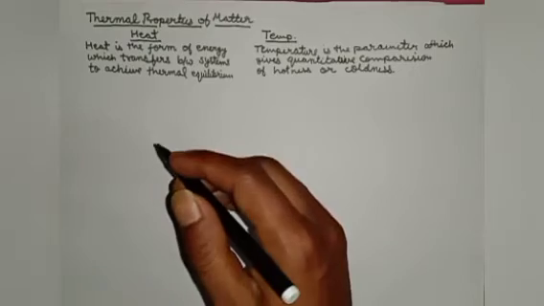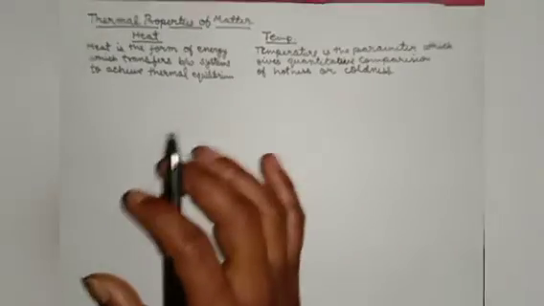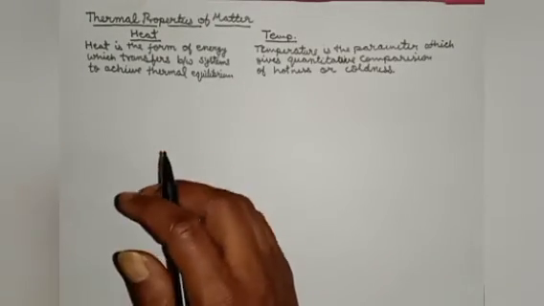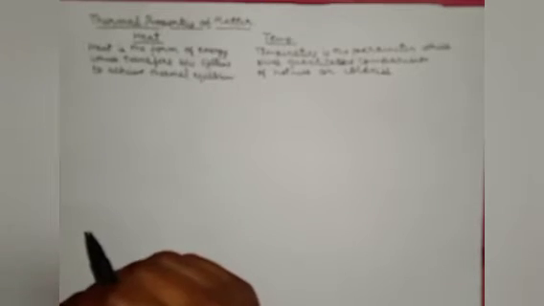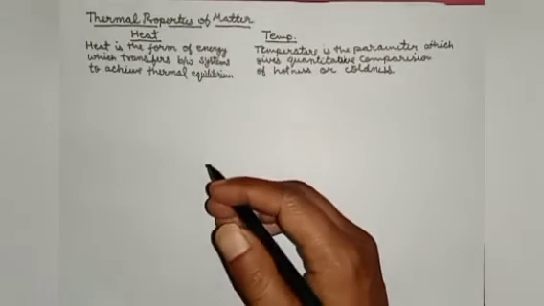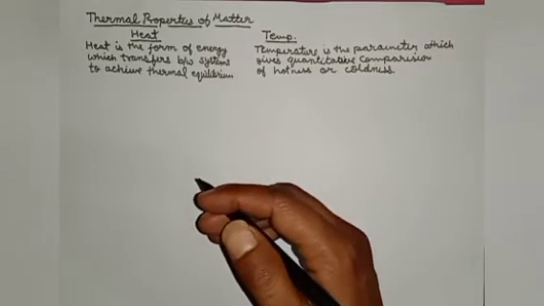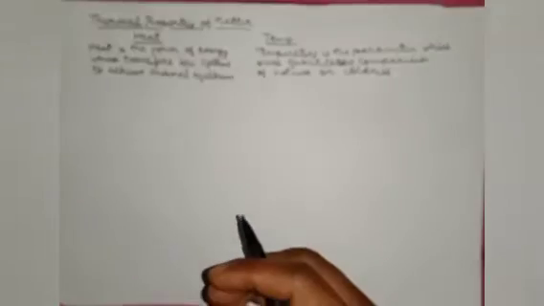So actually heat is related to thermal equilibrium, to achieve thermal equilibrium only. So we can't say that any energy can be heat. No, only that energy which flows to achieve thermal equilibrium is called heat. And temperature, what is temperature then? To compare hotness and coldness, we need a certain parameter, and that parameter is called temperature.